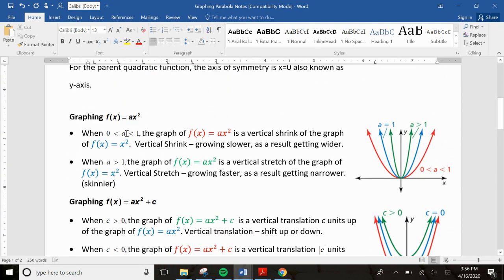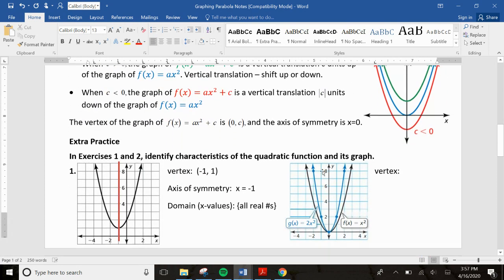So if a is a fraction, it's actually getting wider. And if a is greater than 1, it's getting narrower. A lot of students think a fraction should get smaller and a whole number should get wider. It's the reverse of what you would normally think. A fractional coefficient is going to make a wider parabola, whereas a coefficient greater than 1 is going to make a narrower parabola. So let's go back here.